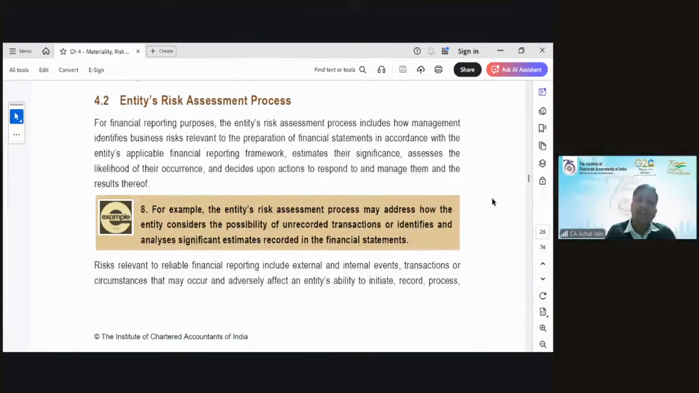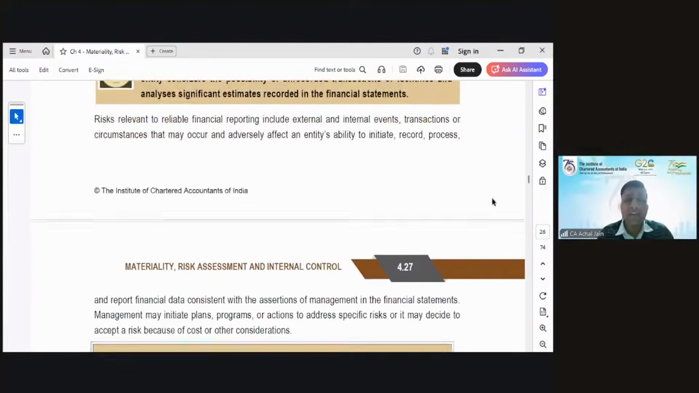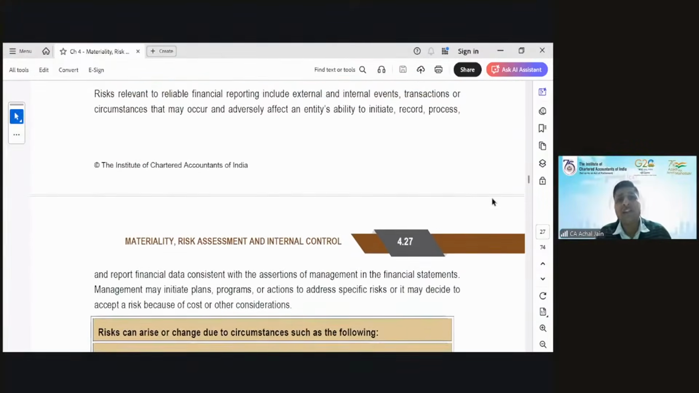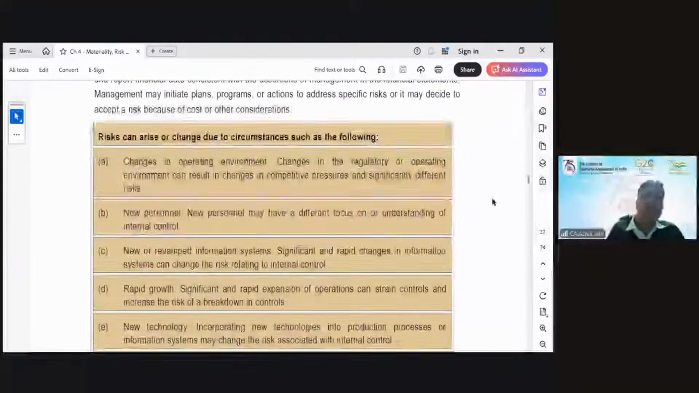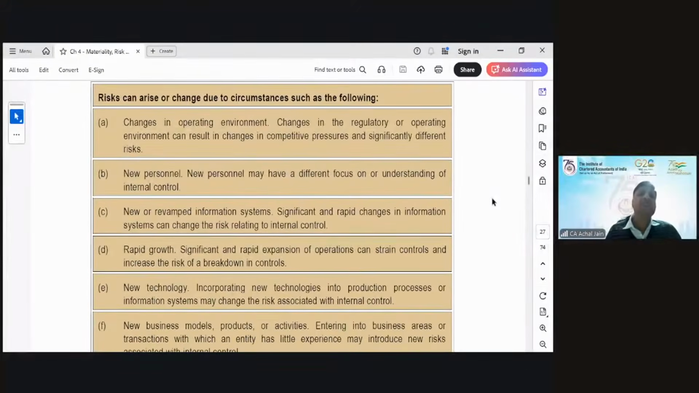So risks which are relevant to reliable financial reporting include external and internal events, transactions, circumstances that may occur and adversely affect the entity's ability to initiate, record, process, and report financial data. So basically, it is covering all of those aspects. Now, some of the risks can arise or change due to circumstances. Let's try to look at changes in operating environment, changes in regulatory or operating environment.